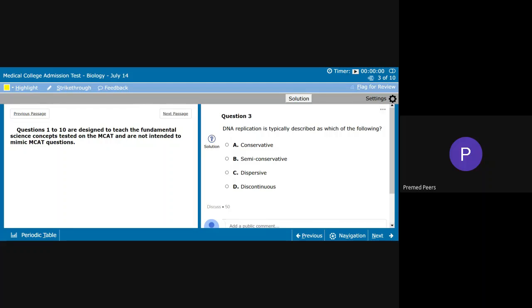And here's the experiment. I linked it in the chat, and it's also on the slide that says DNA replication is.